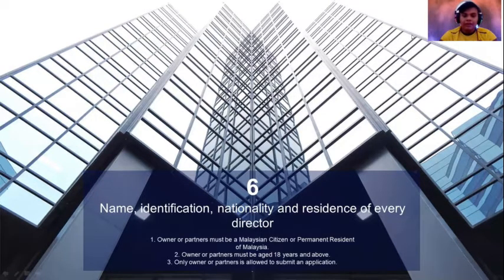SSM has stated that the owner must be a Malaysian citizen or permanent resident in Malaysia. Owners or partners must be 18 years old. Only owners or partners are allowed to submit the application. So there are six requirements that are asked by SSM.